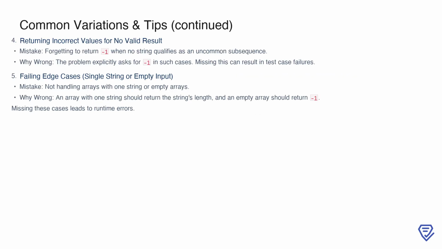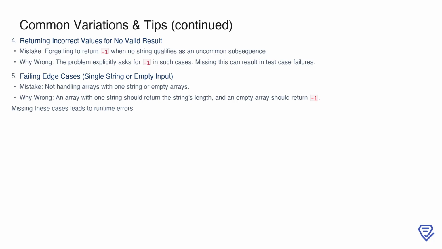Another common mistake is failing to return the correct value when no valid result exists. The problem explicitly states that you should return -1 if no string qualifies as the longest uncommon subsequence. Overlooking this requirement will result in test case failures.